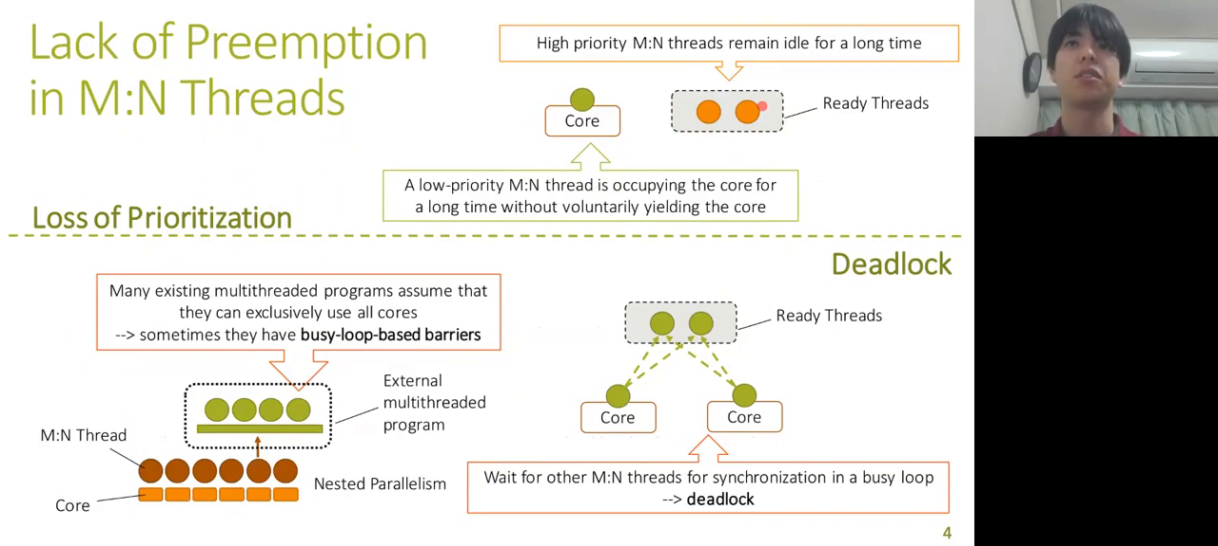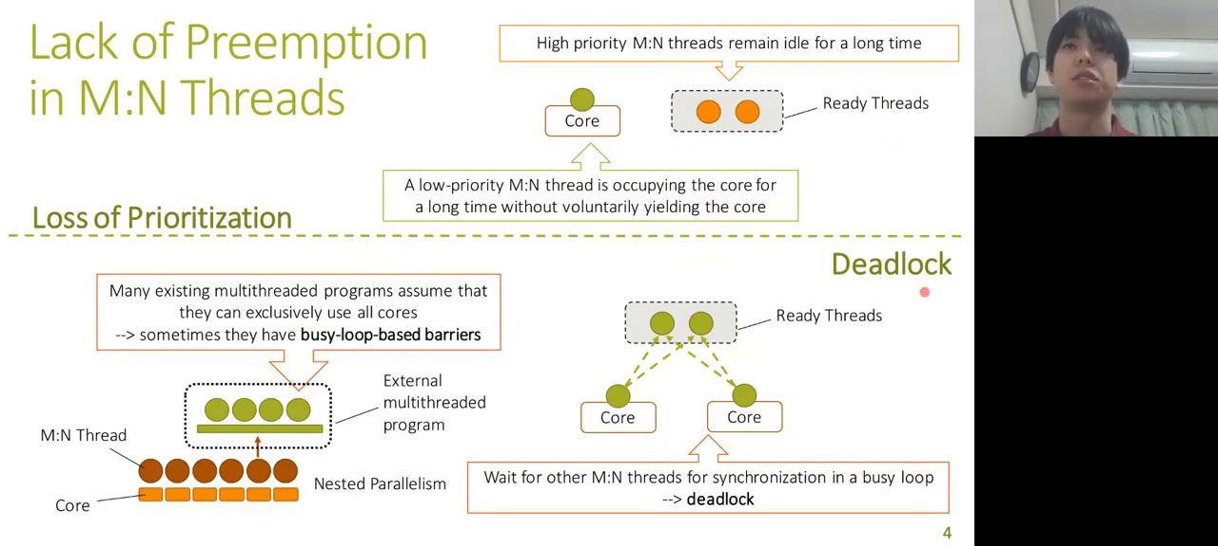In this situation, the thread scheduler has no way to remove the lower priority thread from the core unless the thread voluntarily yields the core. If the thread scheduler has a capability of preemption, the lower priority thread can be immediately evicted from the core once high priority threads become ready to run.